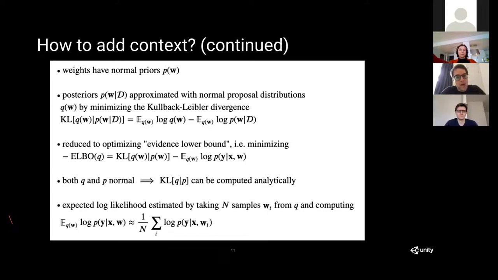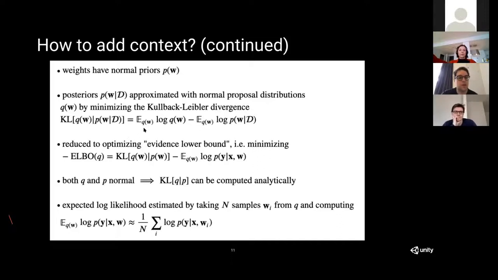Basically, we have our network with the weights W. Let's put a standard normal prior for all the weights. Then we want to deduce or somehow approximate the posterior distribution here. Indeed, we cannot solve this analytically, so what we can do is try to approximate it. And we approximate it with another set of normal distributions, let's call them Q. To approximate, we minimize this Kullback-Leibler divergence. The formula is here.